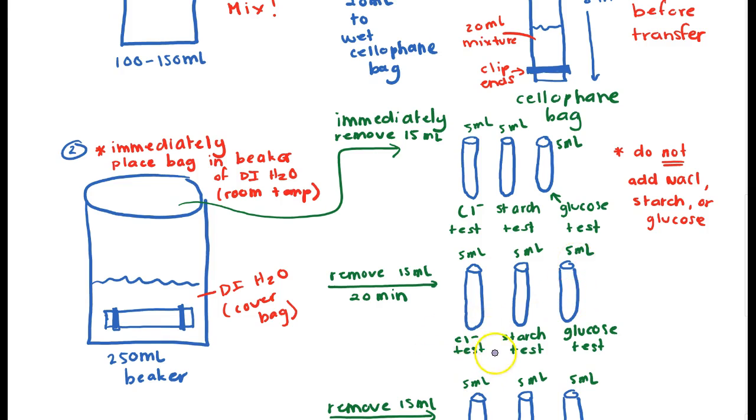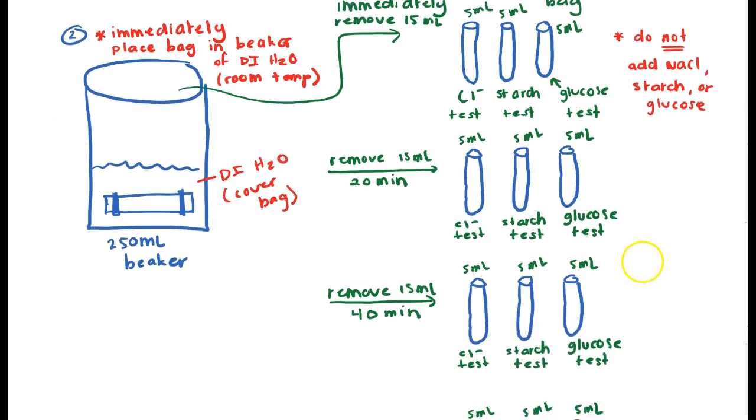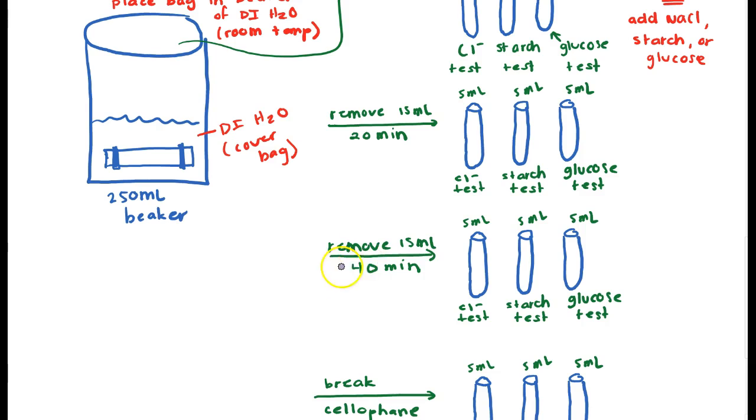So for the first one, you'll add in your silver chloride, or silver nitrate rather, to do the chloride test. You'll add in the iodine to the second test tube to do your starch test. You'll add your Benedict's reagent to the third, and you'll go ahead and put that in the hot water bath, and make sure you're just recording your observations. The next time slot is going to be 40 minutes from the time you started. You'll take another 15 milliliters out, again divide it into 3 test tubes, and you'll perform each of your 3 tests.